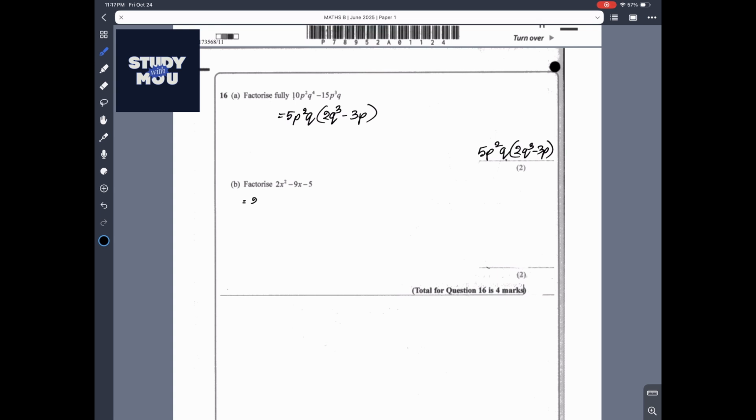Okay. Factorize 2x² minus 9x minus 5. So 2x² plus x minus 10x minus 5 equals x(2x plus 1) minus 5(2x plus 1), which gives (2x plus 1)(x minus 5). So (2x plus 1)(x minus 5) is the answer, and we're done with number 16 A and B.